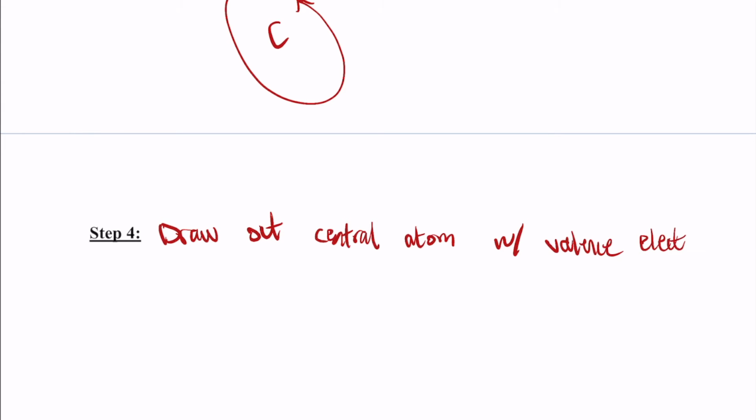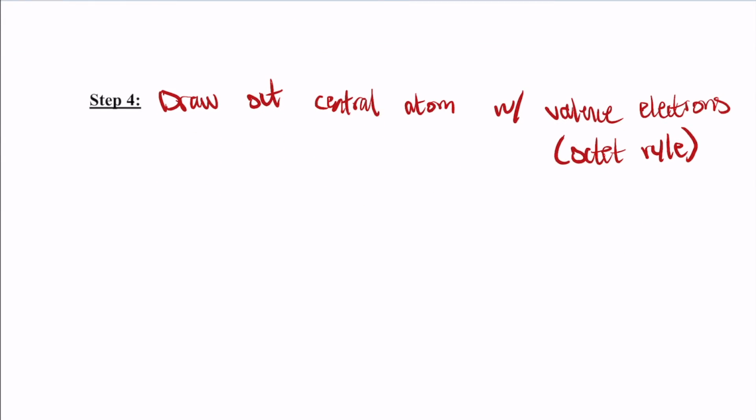So you want to start out with that, and remember it's the Octet Rule. This is a very common way of teaching Lewis structures, and I find it very, very efficient in doing so. So we know that we're going to have carbon in the middle. Now just some notation before we get started.